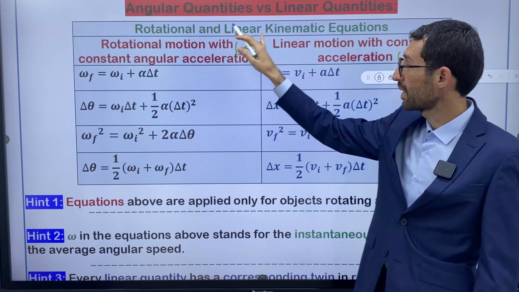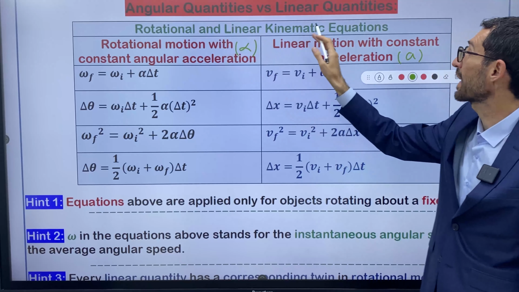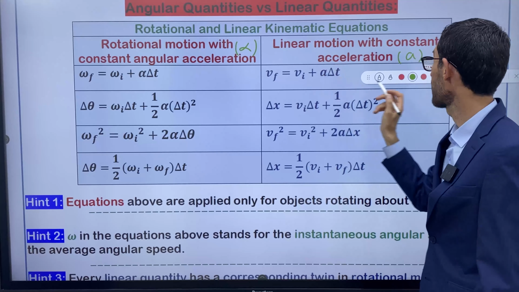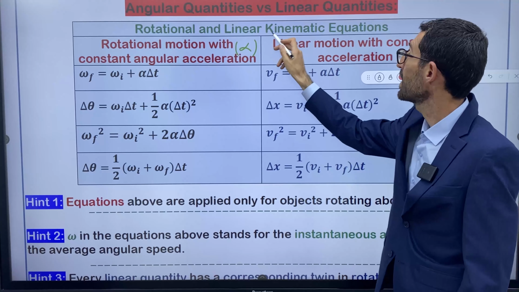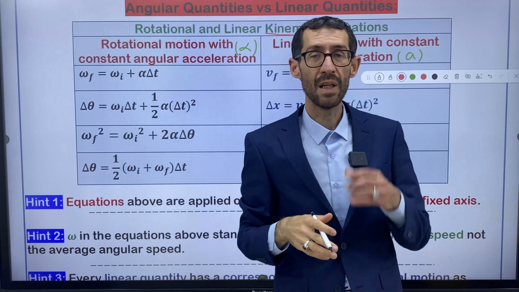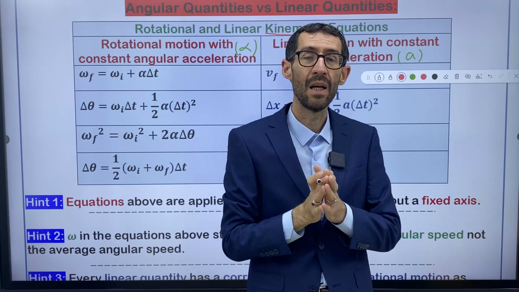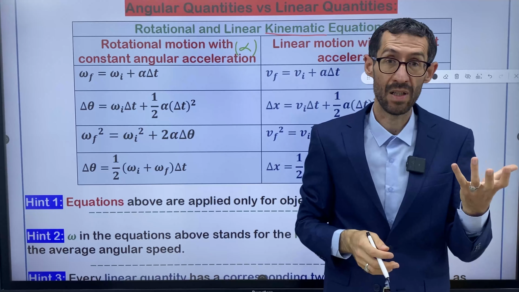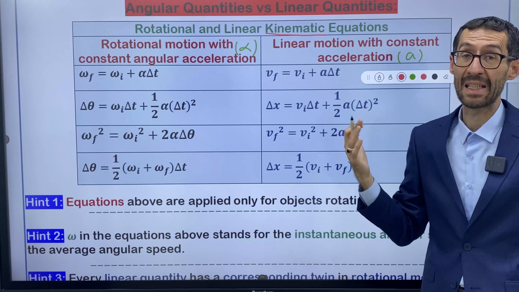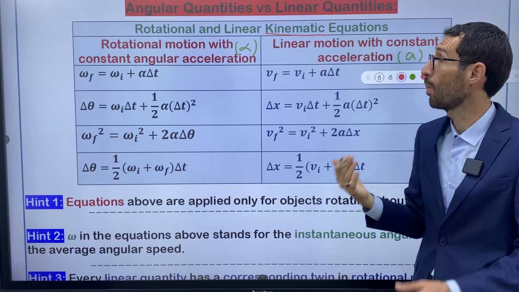The title of the table is rotational and linear kinematic equations. Kinematic means anything that is related to motion. Kinematic comes from kinetic, right? Kinematic equation means anything that is related to kinetic energy, or anything that's related to motion.